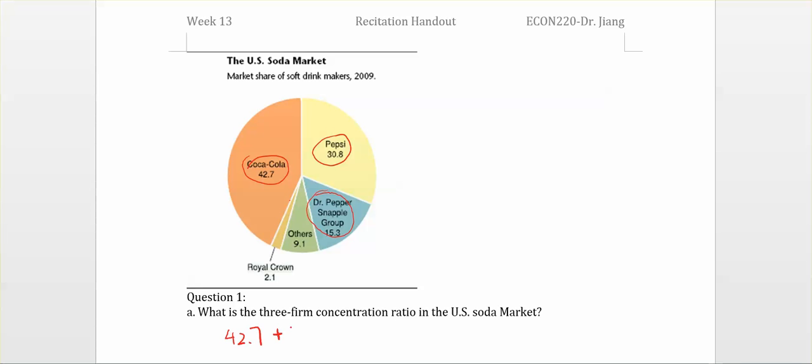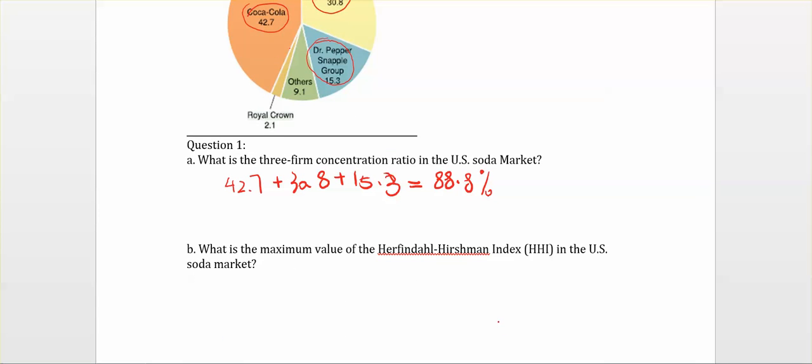24.7 plus 30.8 plus 15.3, and we will get 88.8%. So the three firm concentration ratio in the U.S. soda market is 88.8%. So the three firms take up 88.8% of the market share.